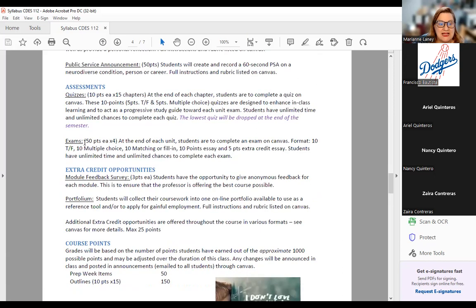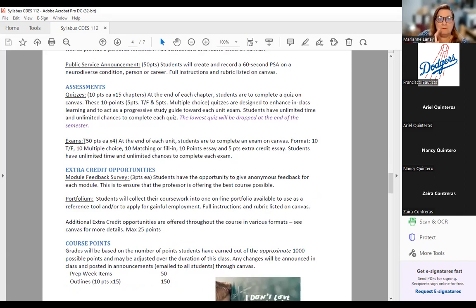Exams. I have one exam at the end of each unit. Each unit is four chapters, except for the last one, which has 3. So unit 1 is 4 chapters. Unit 2 is 4 chapters. Unit 3 is 4 chapters. The last unit is 3 chapters, which is nice because at the end, near Christmas, everyone's going nuts. It's nice to have one less.